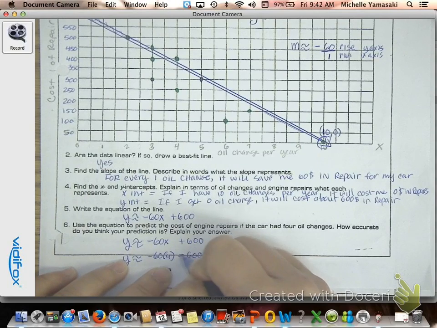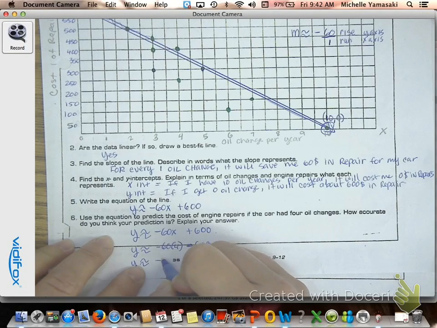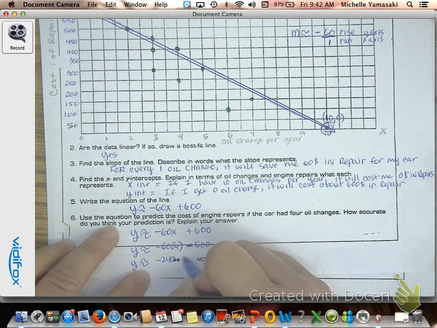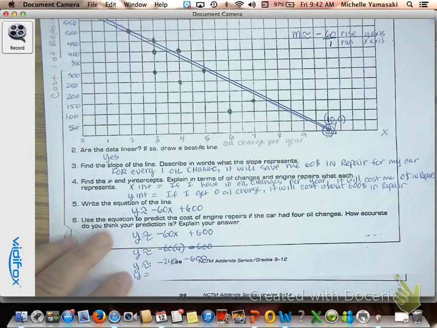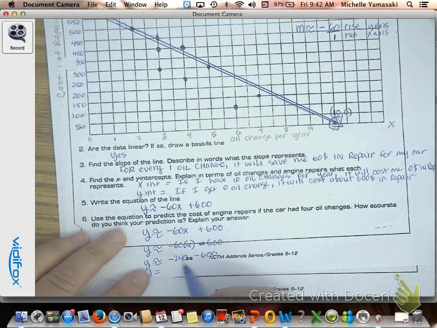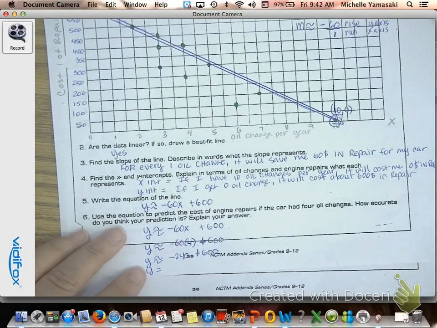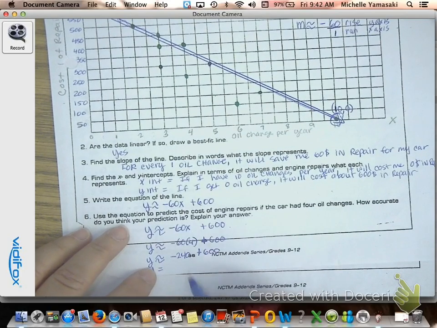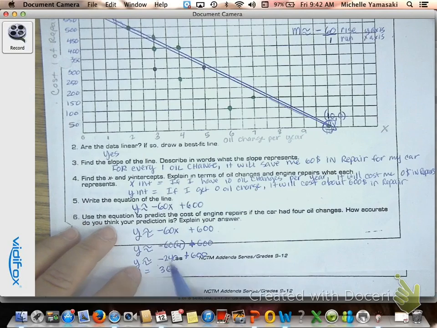Oops, this should be a minus sign. And so we get y is about equal to negative 240 plus 600. Sorry, it should be plus. So y is about equal to what? 360. Now, what does that 360 represent? What does that mean? The 4 and the 360 here.